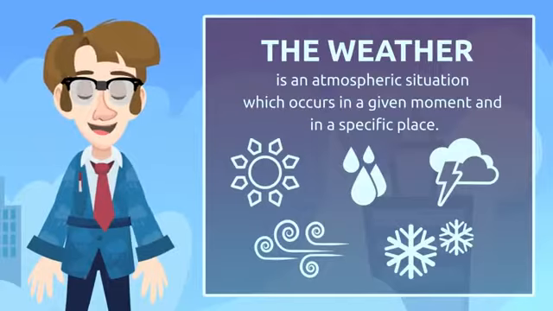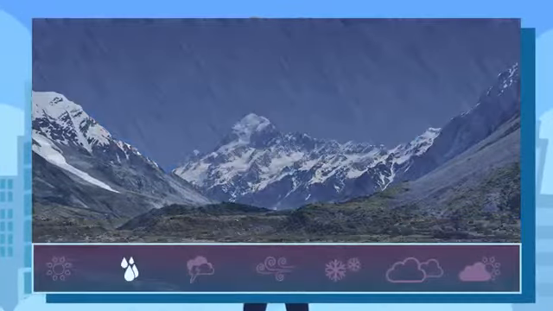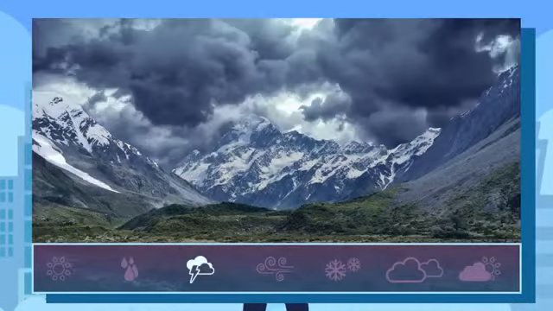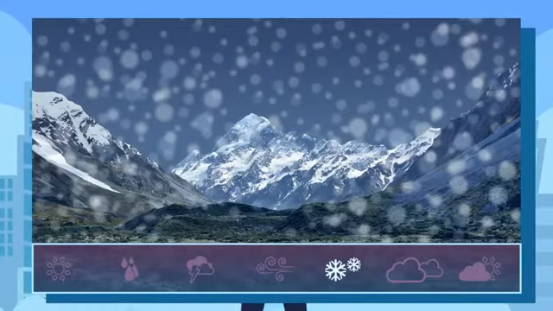Look outside the window. What's the weather like now? Is it cold or hot? Is it rainy, cloudy, or windy? Very well. You're observing the weather.